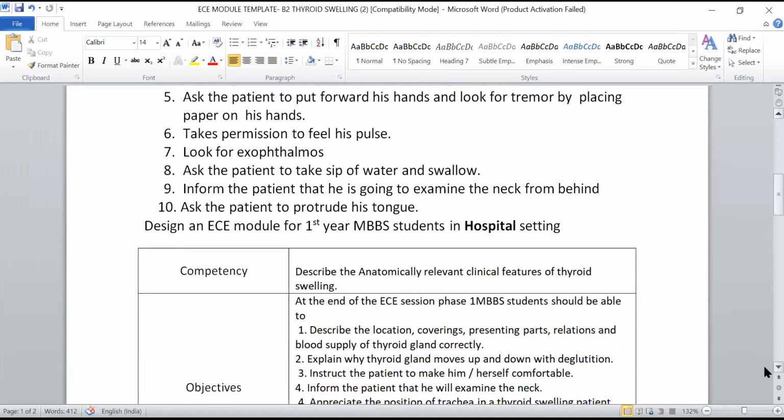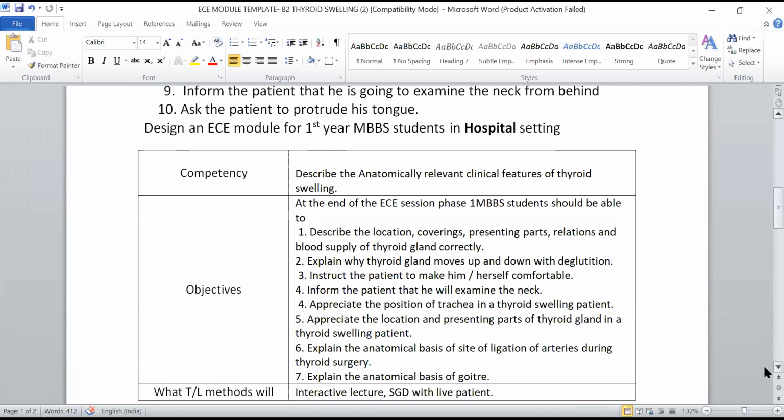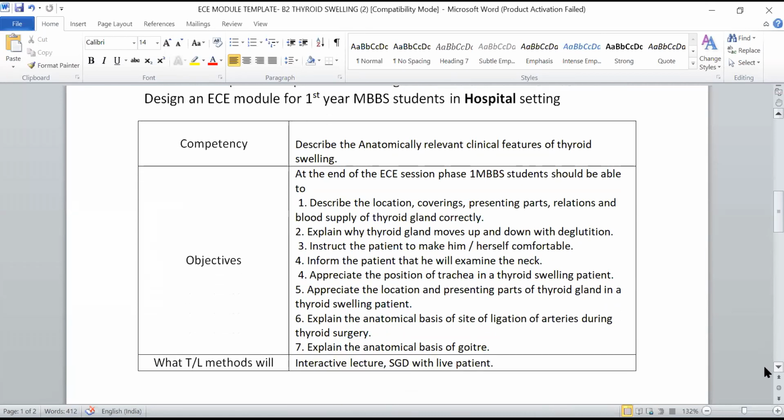Then coming to the competency: describe the anatomically relevant clinical features of thyroid swelling. The learning objectives are, at the end of the ECE session, Phase 1 MBBS students should be able to: 1. Describe the location, coverings, presenting parts, relations, and blood supply of the thyroid gland correctly. 2. Explain why the thyroid gland moves up and down with deglutition.